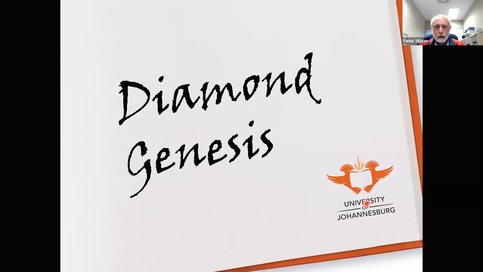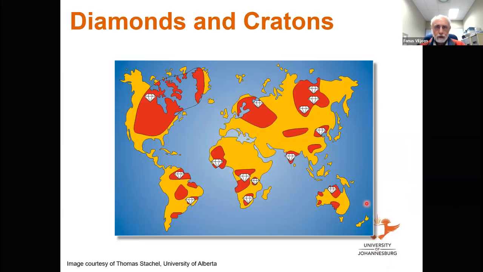Right, I want to move on to diamond genesis. If we are talking about diamond genesis, we have to discuss diamonds and cratons. This is a global map, with the red areas outlining the oldest parts of the various continents. Areas of the world where the cores and nuclei of continents contain very old rocks, particularly Archean rocks on the order of 3 to 3.8 billion years old, are the regions known as cratons.